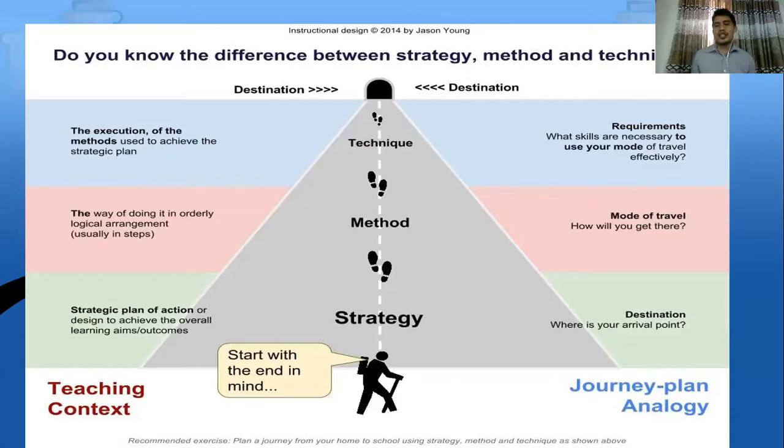And of course, in the journey plan analogy that we're thinking of, it's actually the mode of travel. And we are going to answer the question, how will you get there? So it's the procedure, it's the process. These are steps that we are going to follow so that we will be able to reach our destination. So I hope that the distinction of method and strategy is clearer now to you.